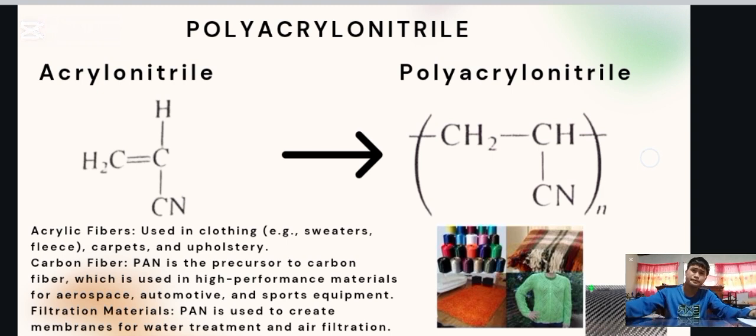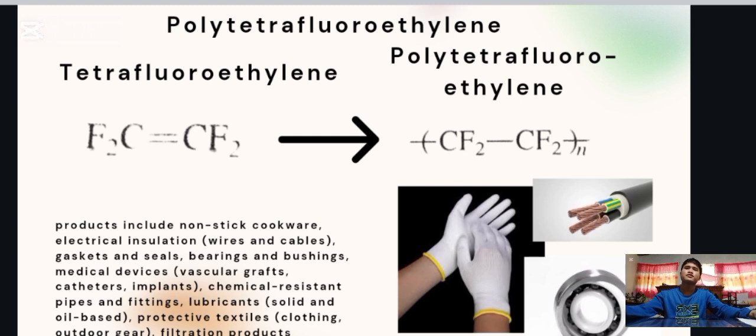Next is polytetrafluoroethylene. Its monomer is tetrafluoroethylene. The products made from it include non-stick cookware, electrical insulation, wires and cables, gaskets and seals, bearings and bushings, medical devices, and vascular grafts. So many things can be made from polytetrafluoroethylene.